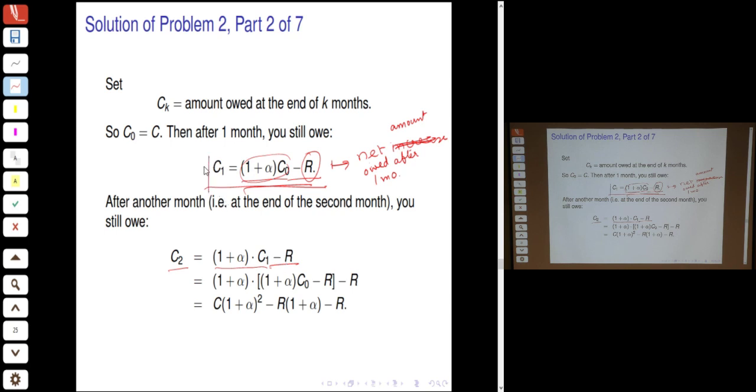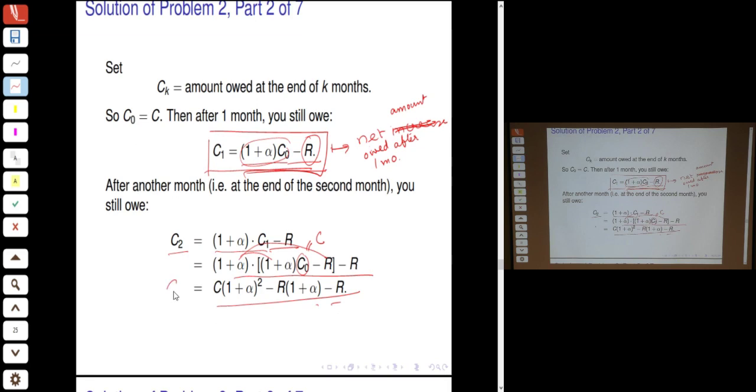So we use the previous equation, C1 is equal to 1 plus alpha times C0 minus R. So let's substitute it here. And you can simplify this to be C, where C0 is the same as C. So this is C times 1 plus alpha squared because of this multiplication, minus R times 1 plus alpha because of that multiplication, minus R. Okay. So this is C2.